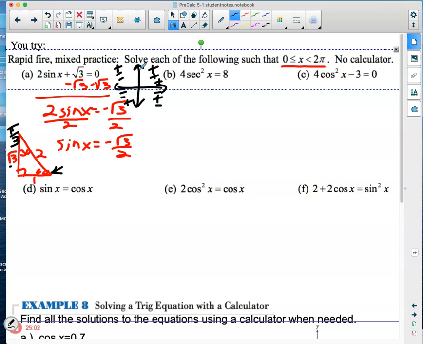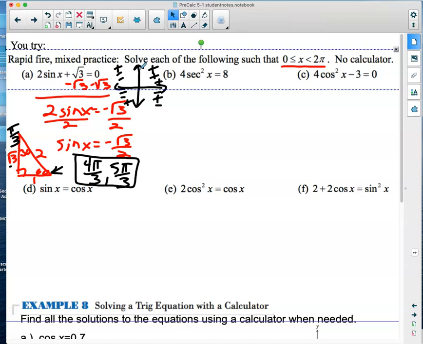But I have to put it in third quadrant, which would be 1 pi plus pi over 3. So that's 4 pi over 3. And I have to put it in fourth quadrant, which would not be all the way around, which would be 6 pi over 3 or 2 pi. It would have to be 5 pi over 3. So we have two answers. X equals 4 pi over 3 and 5 pi over 3.